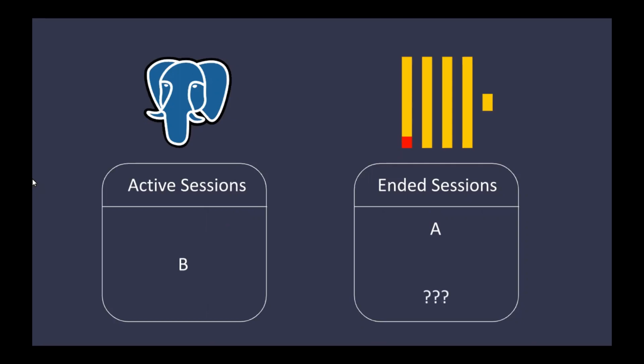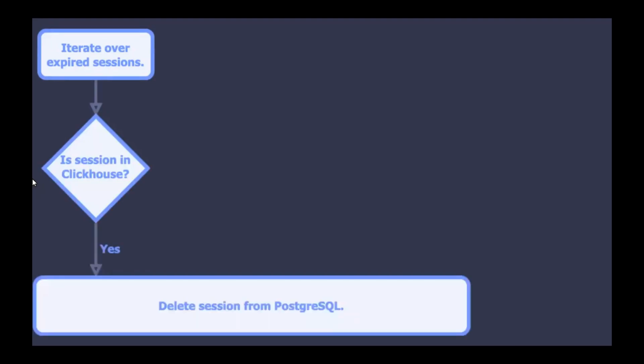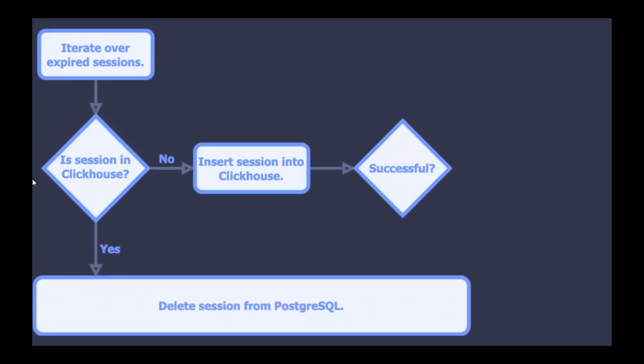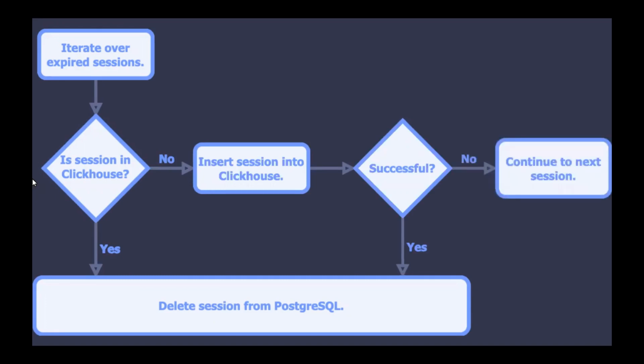Our implementation does not ensure atomicity, but does conduct the move in such a way that there are no adverse consequences if the move is not atomic. Specifically, expired sessions are moved as follows. For each expired session, we check if the session is already in ClickHouse. If it is, then we go ahead and delete the session from Postgres. Otherwise, we attempt to insert the session into ClickHouse. Only if the insertion is successful do we proceed to delete the session from Postgres. In the case of an unsuccessful insertion, we simply continue on to the next expired session.